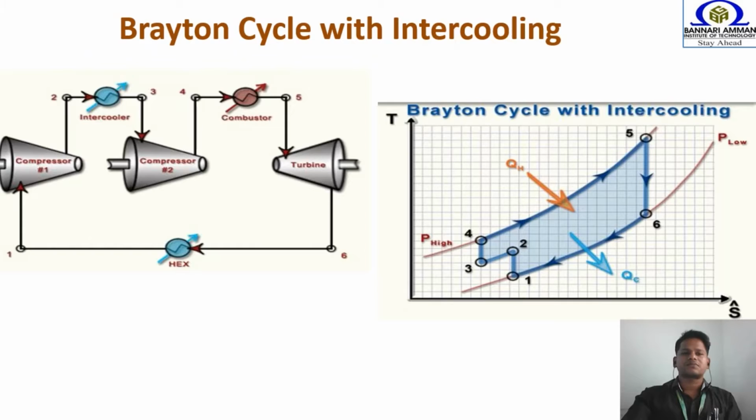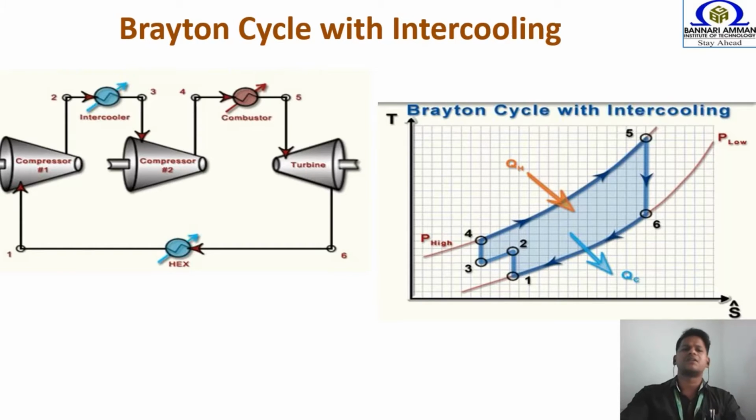So you see here, we are splitting the compressor into two compressors. Instead of having a single compressor which compresses the air from 1 bar to 10 bar, now we are having two compressors. The first compressor compresses the air from 1 bar to 5 bar, and the second compressor compresses the air from 5 bar to 10 bar. Now most of us will have a doubt in our mind: why do we have to go for two compressors instead of buying a single compressor for a Brayton cycle? Why do I have to buy two compressors?